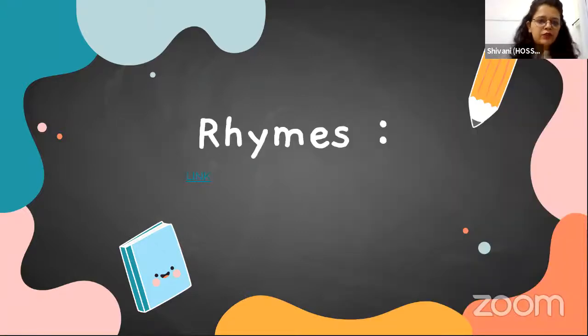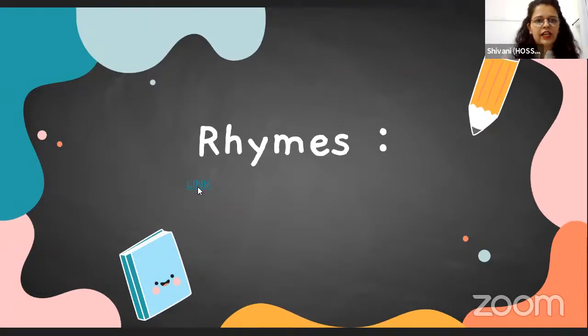After that, we have introduced this rhyme, which is, as I open the link first, and this rhyme is very short, and you can see, the snake is in the grass, the snake is in the grass.